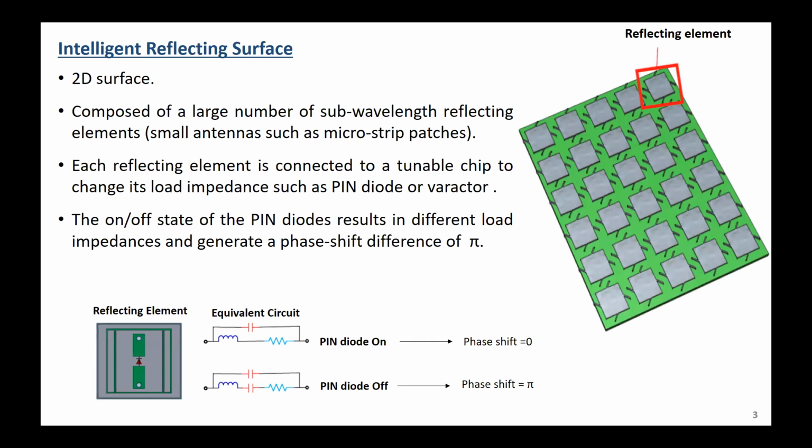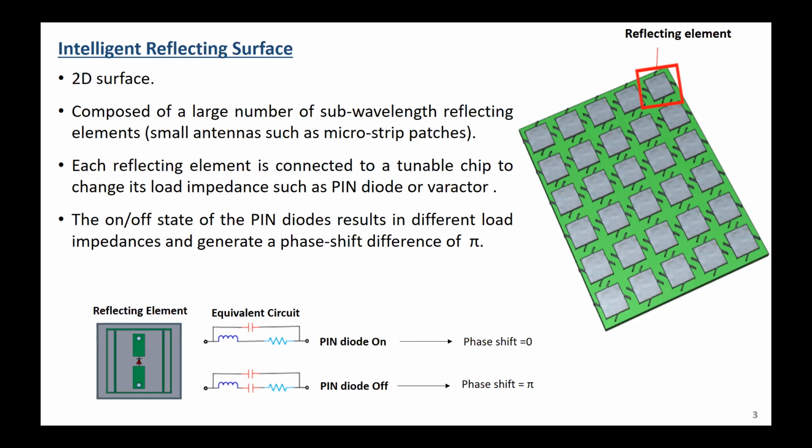Simply, this surface is a two-dimensional surface that is composed of many reflecting elements. This reflecting element is simply a small antenna, such as a microstrip patch antenna. And by small, I mean that the length and width of this reflecting element are sub-wavelength, typically between lambda/2 and lambda/10. The idea is that each reflecting element in this surface is connected to a tunable chip. The main function of this tunable chip is to control its load impedance.